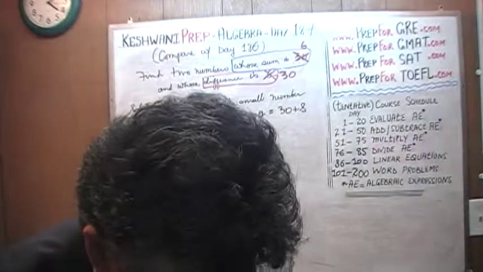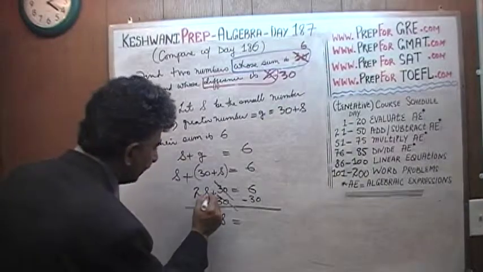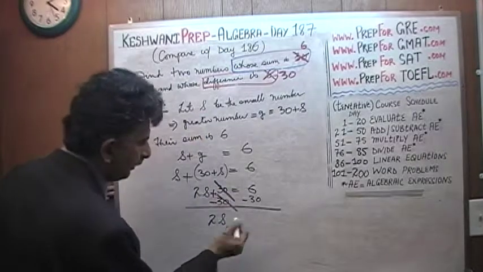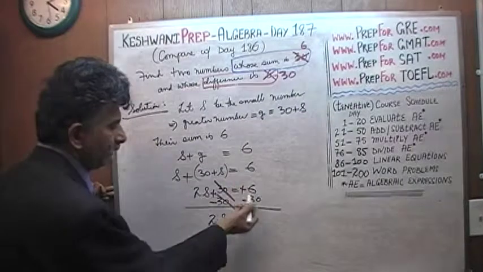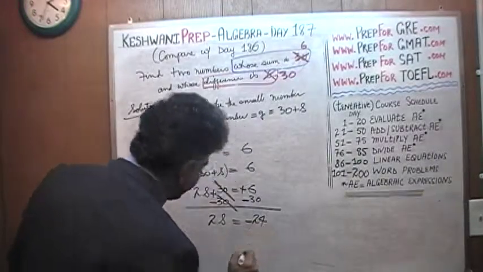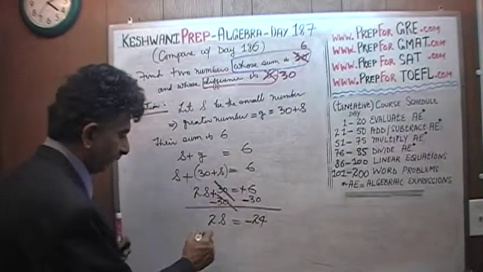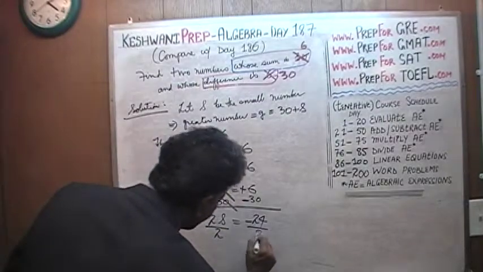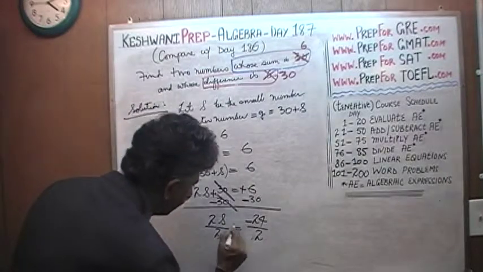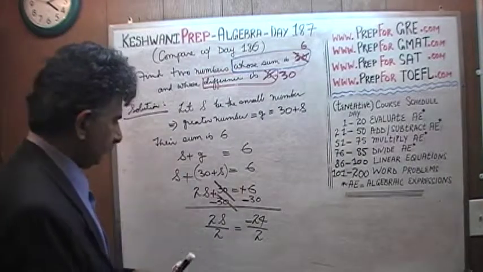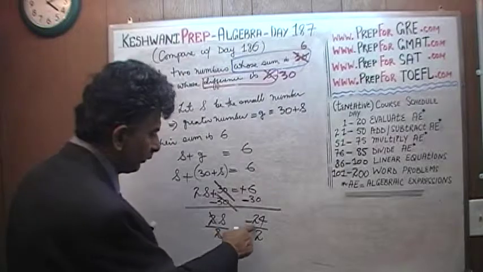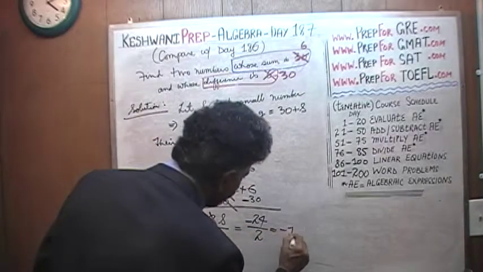Here we had a positive 30, here we have a negative 30, so positive 30 and negative 30 drop out. And here we have a positive 6 and a negative 30, which gives us negative 24. We're not done yet. We have to solve for S. This is 2 times S, so let's divide both sides of the equation by 2. These 2 cancel out. That's the whole point. And S equals negative 24 divided by 2, which gives us negative 12.